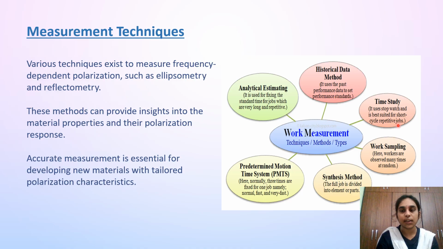Time study. It uses a stopwatch and is best suited for short cycle repetitive jobs. Work sampling. Here workers are observed many times at random. Synthesis method. The full job is divided into elements or parts. Predetermined motion time system. Here normally three times are fixed for one job, namely normal, fast and very fast.